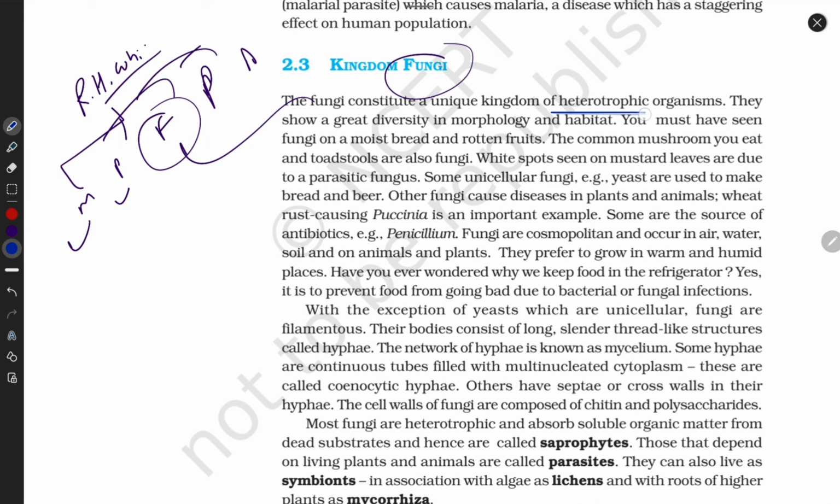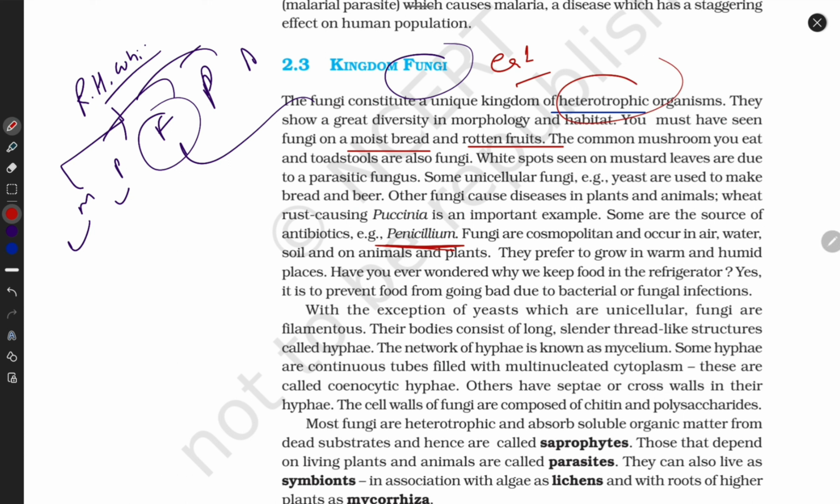They are heterotrophic. What is the meaning of heterotrophic? They can't make their own food. We can easily see fungus on moist bread and rotten fruits if we don't use them for a long time. Some are unicellular, some are multicellular, some we can eat, and some are useful in medicines. Penicillin is useful as an antibiotic.